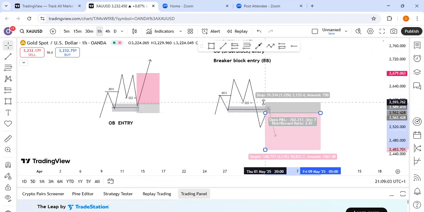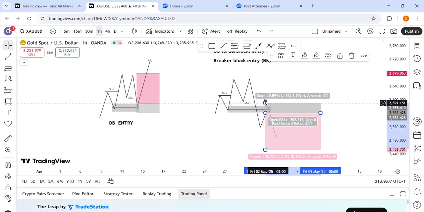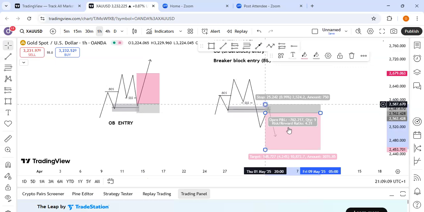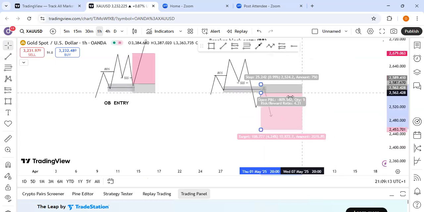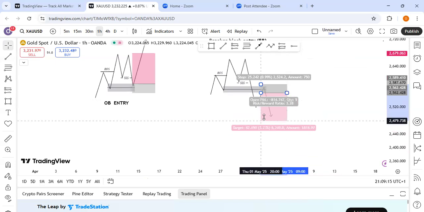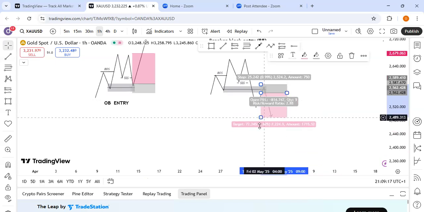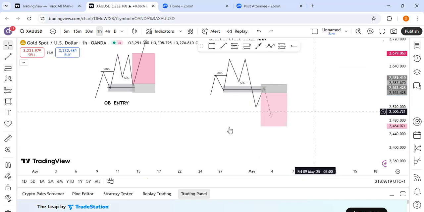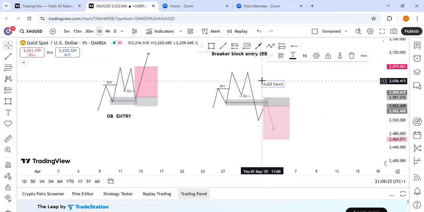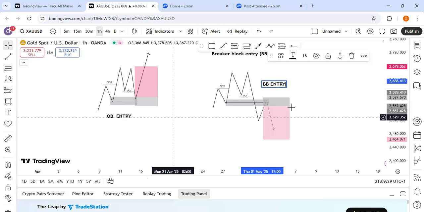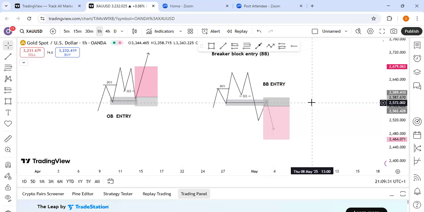You use your stop loss to cover a little above this particular candle, the same candle, a little above it, and you target 1:4, 1:5, you get on gold. Or if you are satisfied, you want 1:3, you can just go with that. So these are the two types of entry that I trade on gold. That's my entry models, which is the order block entry and the breaker block entry. So simple as that. I don't complicate things.